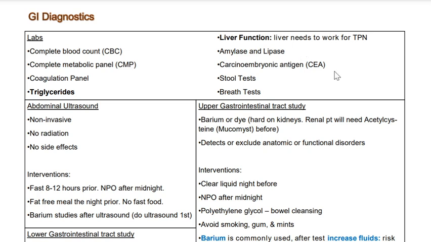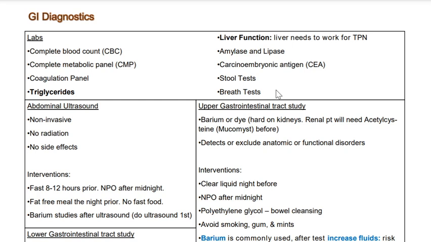Now, this one is called a CEA. Anytime you see this lab, it's a carcinoembryonic antigen, and if it's high, that means there's cancer somewhere in the body. A lot of times, if the doctor suspects it, he'll run a CEA on the patient. They'll probably also do some types of stool tests. They can look for ova, parasites, different things. And then the breath test is really good at detecting H. pylori. So those are just some diagnostics that you need to be aware of.